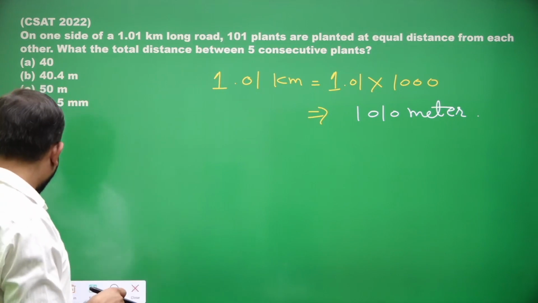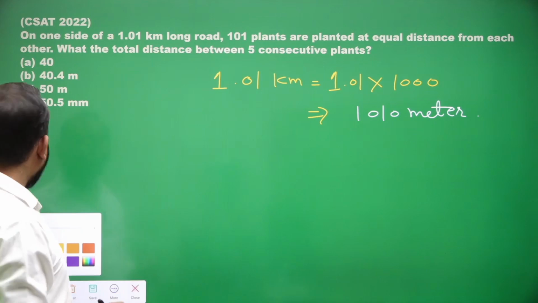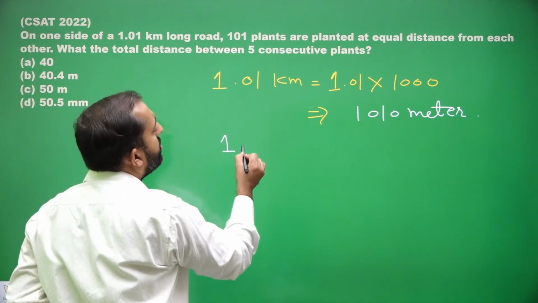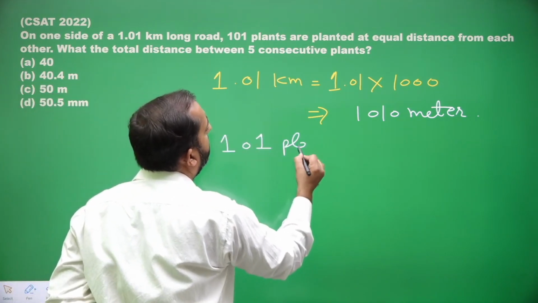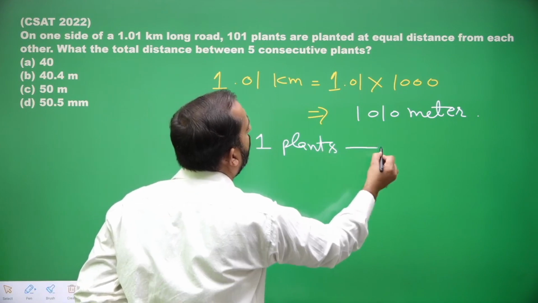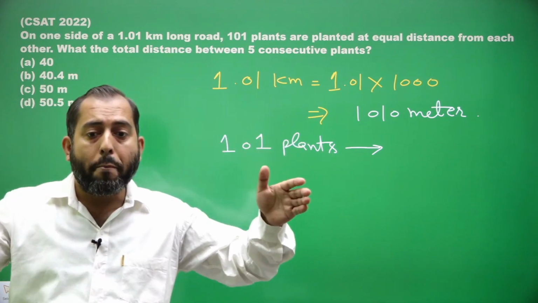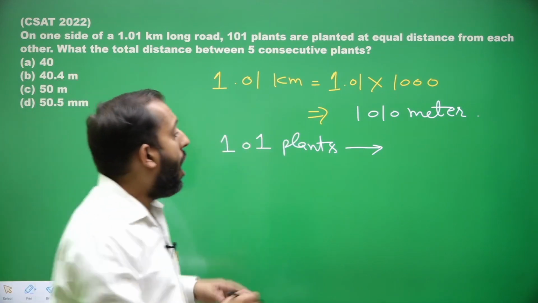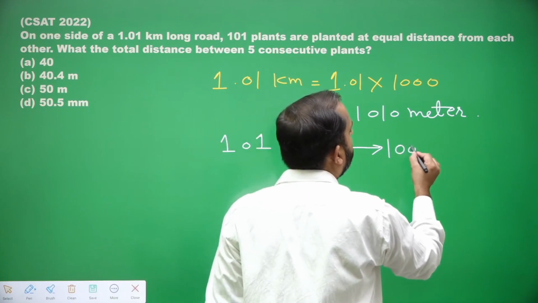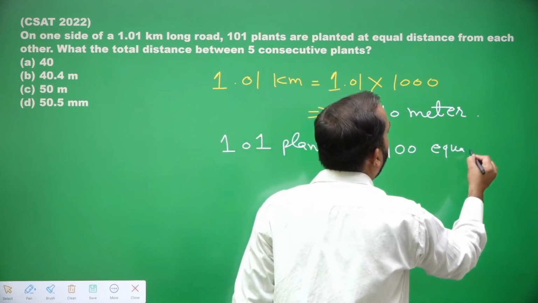1010 meter. Okay. Now, how many plants are there? 101 plants are there. So between 101 plants, there should be 100 equal gaps.